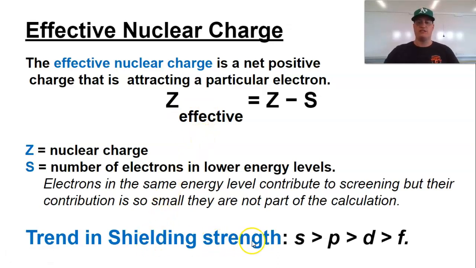And there's a trend in the shielding strength: S, then P, then D, then F. So S is going to shield the most because they're often the core electrons, then P, D, and F.